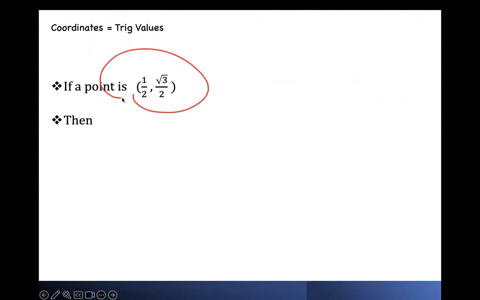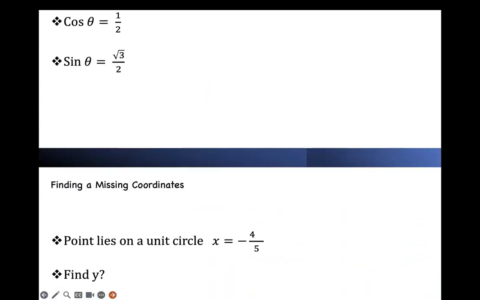So if they give you a point, we know that cosine theta is going to be half, and then sine theta is going to be square root of 3 over 2. That's what you should know. And this is the coordinate. And then if they give you an angle, you can calculate it. Like you said, this is straightforward, and this is exactly what I've explained to you.